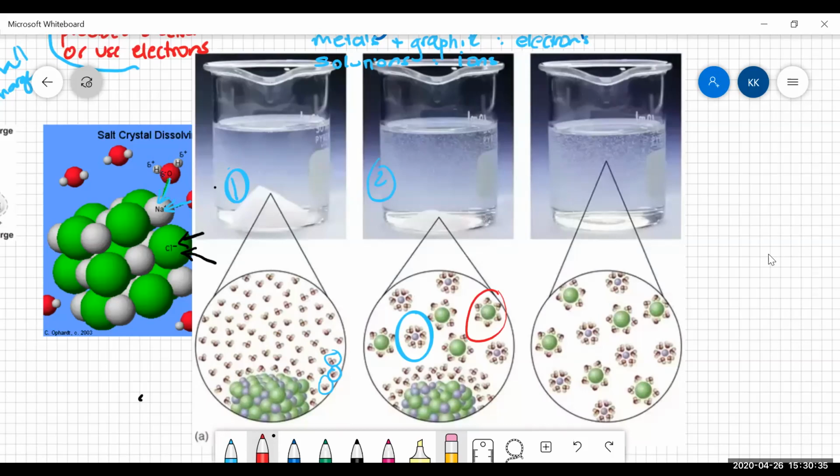And when the substance is totally dissolved, like in the third diagram there, we have those ions all in hydration shells, and there's all water molecules. There's more waters in the middle here. Not all the waters are involved in hydration shells. And we have the ions just bobbing around in the water.